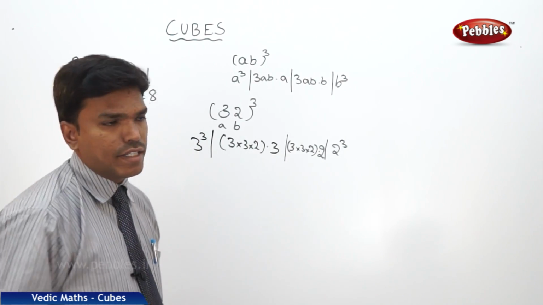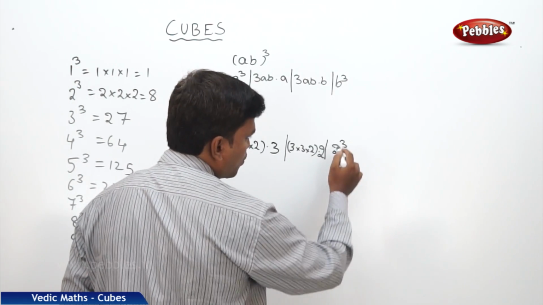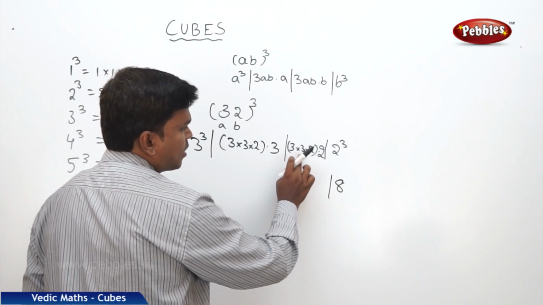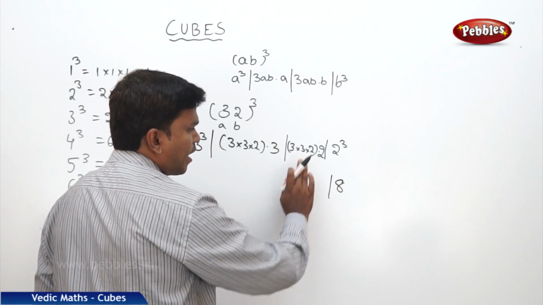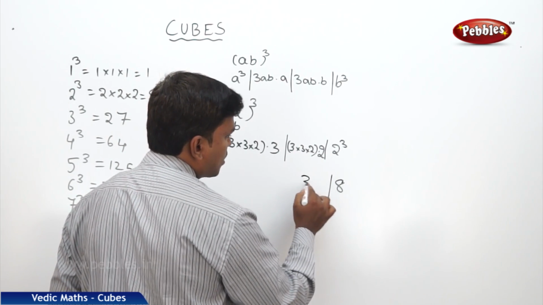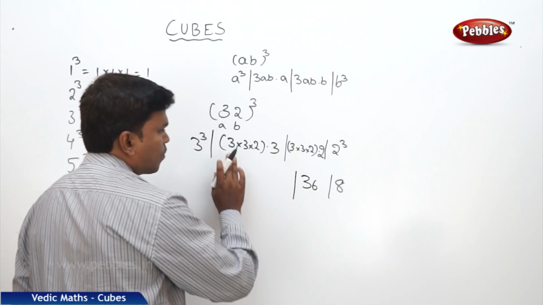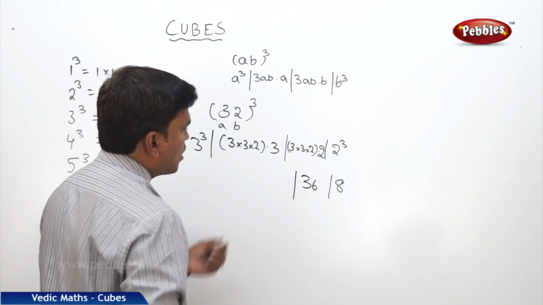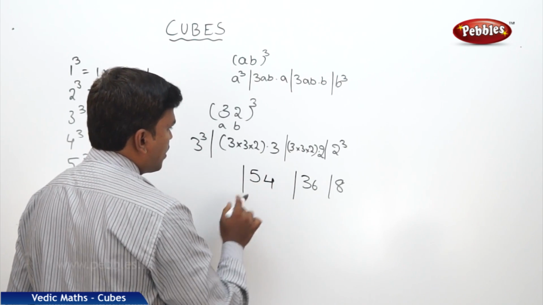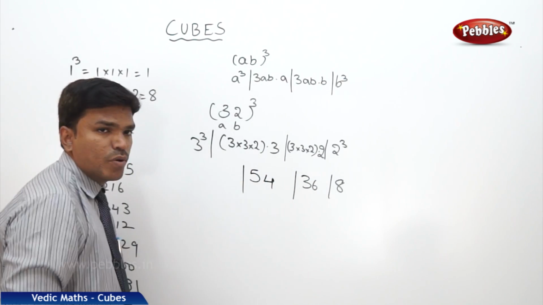Now start calculating from the right side. 2 cube means 8. Then 3AB: 3 3s are 9, 9 2s are 18. 18 into 2 means 36. Now 3 3s are 9, 9 2s are 18. 18 into 3, 54. Next, what is 3 cube? 27.